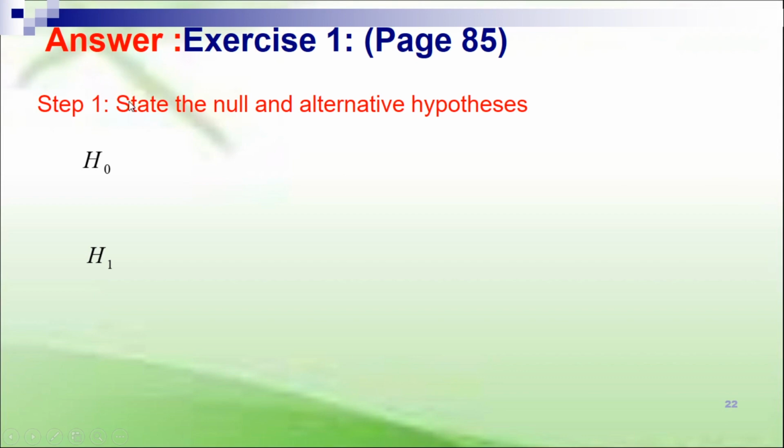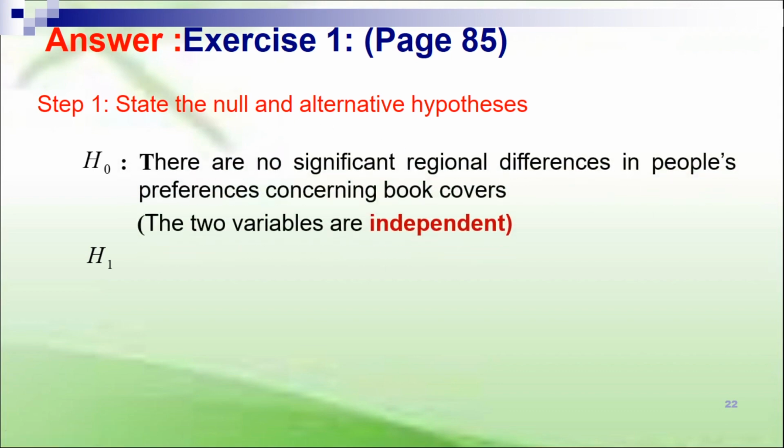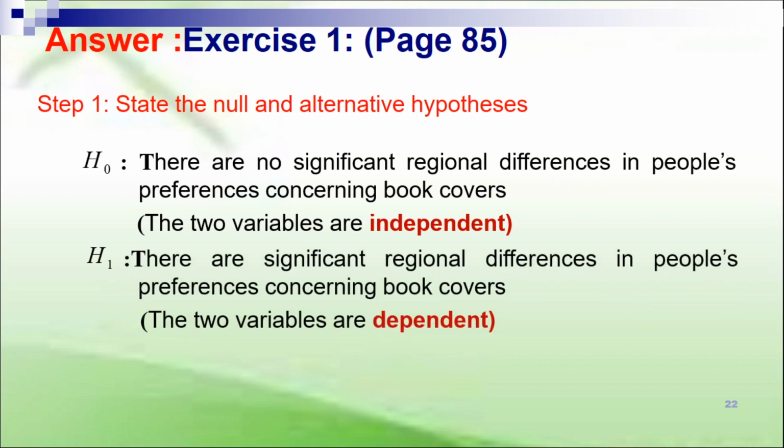Then as a first step, state the null and alternative hypotheses. Always write H0 as the two variables are independent. There are no significant regional differences in people's preferences concerning book covers. H1 we can formulate as the two variables are dependent. That means the preference of book cover depends on the region. There are significant regional differences in people's preferences concerning book covers.